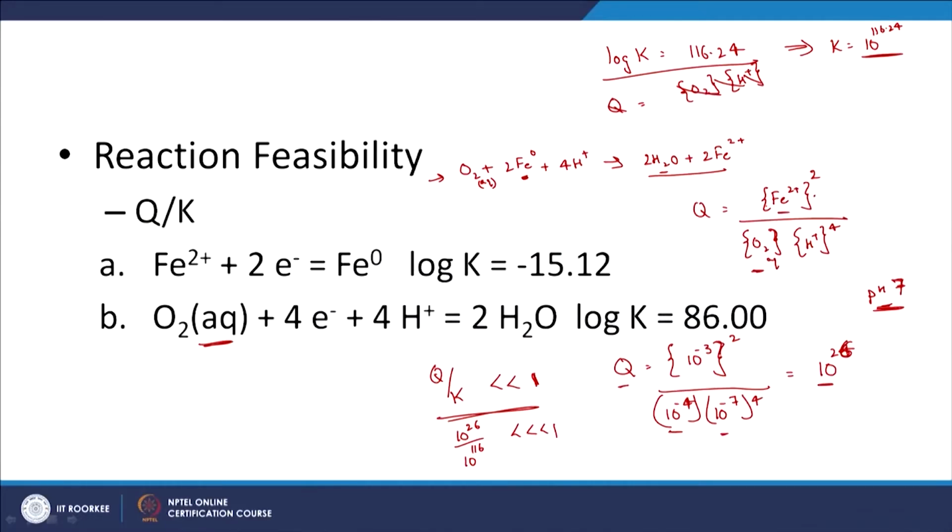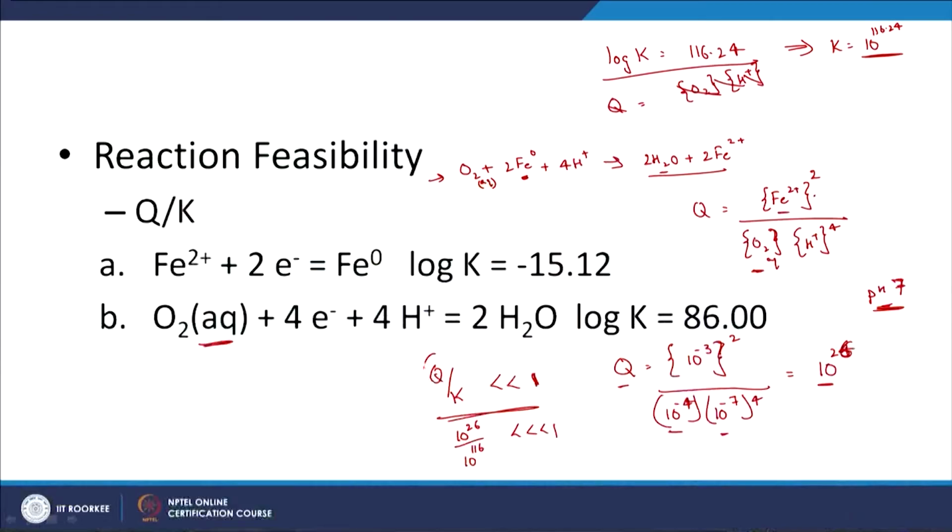But even if you vary Fe2 plus concentration a lot, even if you increase Fe2 plus concentration a lot, you still see that Q, its order of magnitude is off by 80 or 90. So even if you increase the concentration of Fe2 plus, you still see that the corrosion of iron by oxygen is still feasible, that is what you obviously observe in nature. So that is the case that we just looked at.